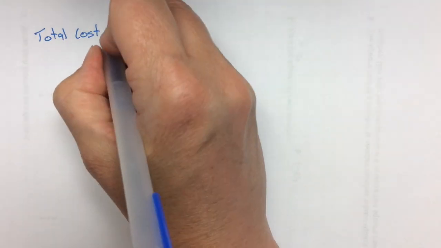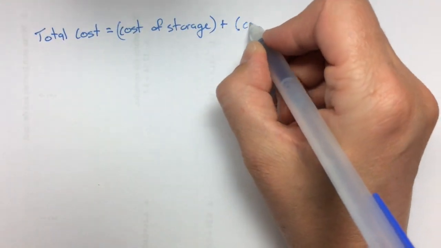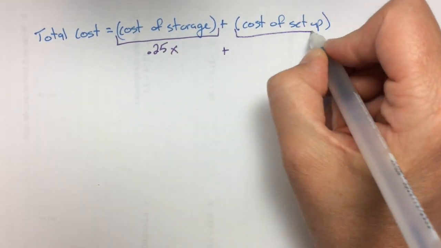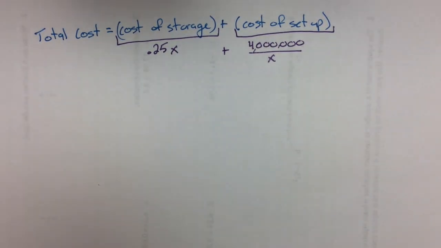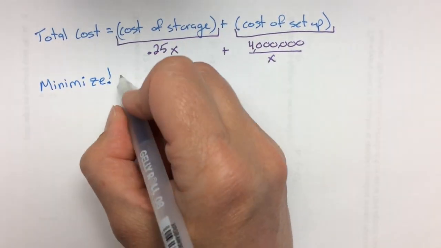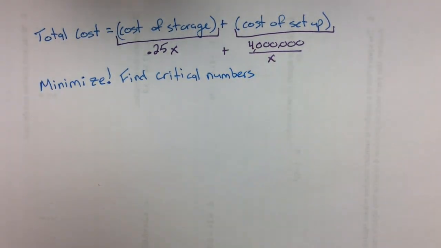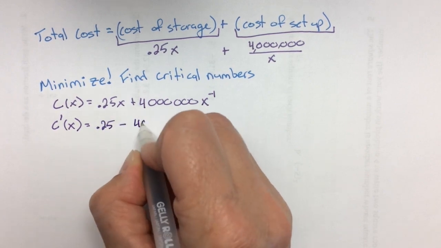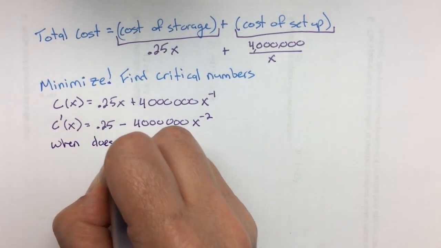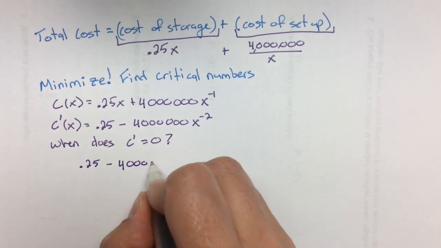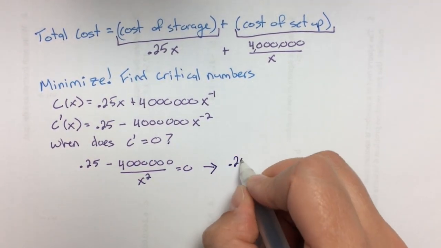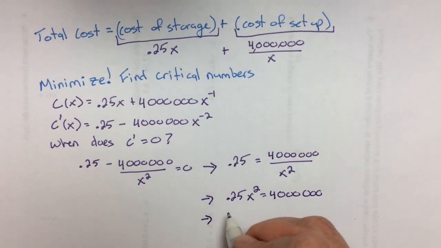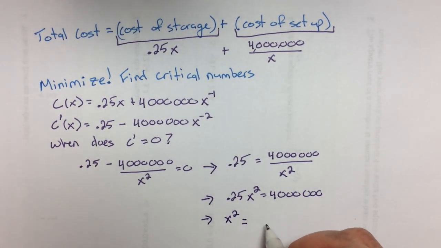Now we've got a formula for total cost. Total cost is 0.25x, that was the cost of storage, plus 4 million over x, that was the cost of setup, and x is the number of comic books produced per run. We are now ready to minimize this function by finding the critical numbers. That means that we need to start by finding the derivative. The derivative will be 0.25 minus 4 million x to the minus 2. Set that equal to 0 and solve. And when we solve that little equation, we will find that x is plus or minus 4,000.